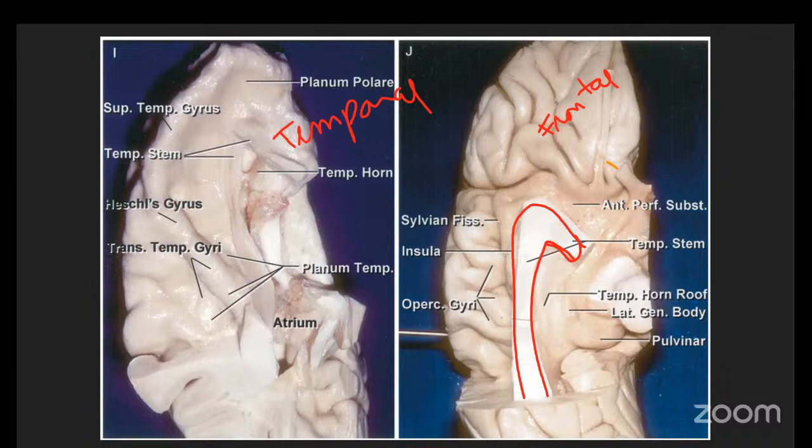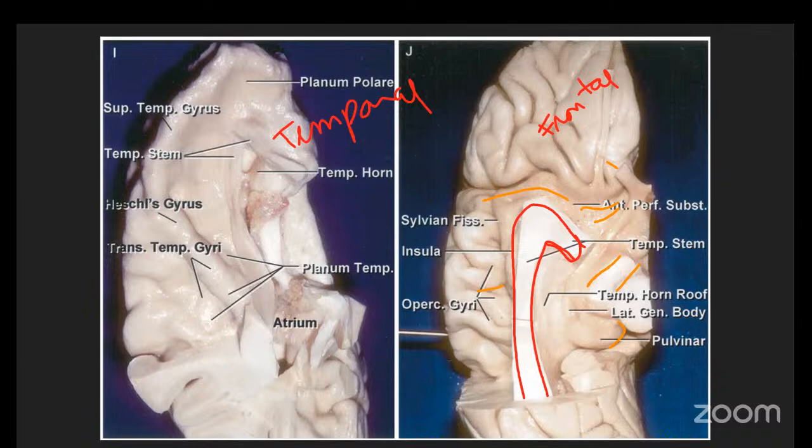You can see the opercular gyri. You can see the Sylvian fissure, which is going around here. You can also see the anterior perforated substance and pulvinar of the thalamus. Somewhere around here, there is going to be the cerebral peduncle as well. This is the same section that they cut off from the temporal stem.